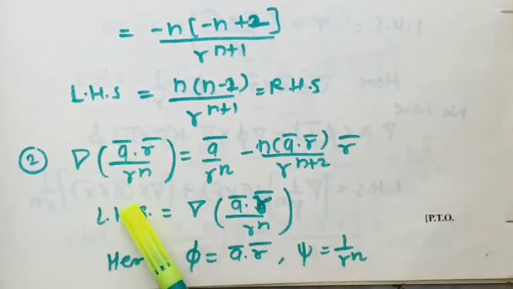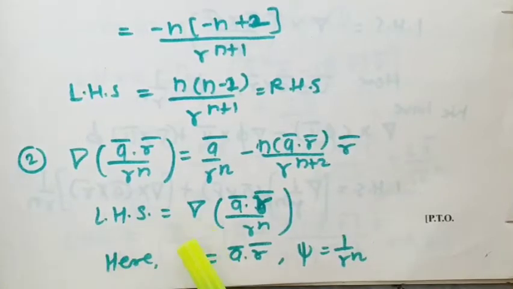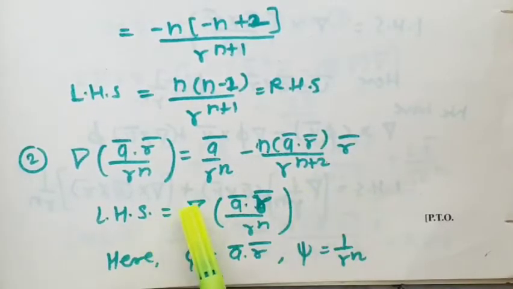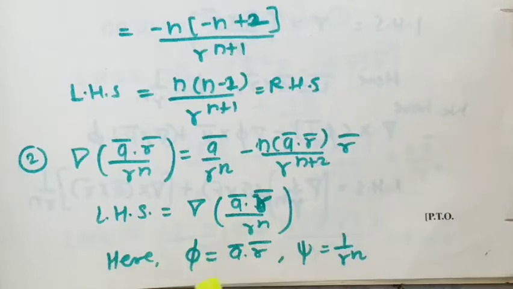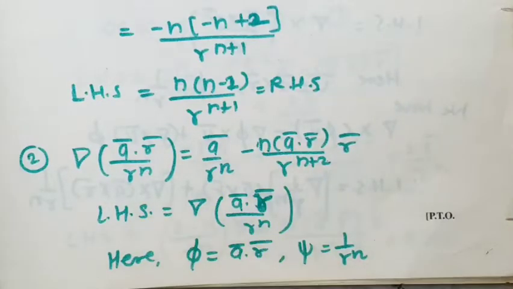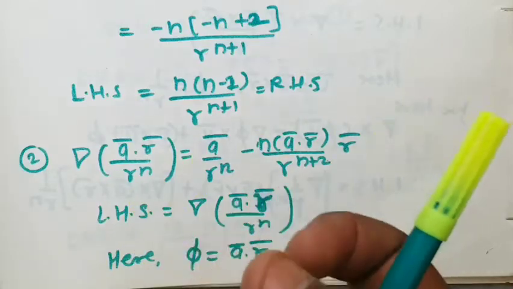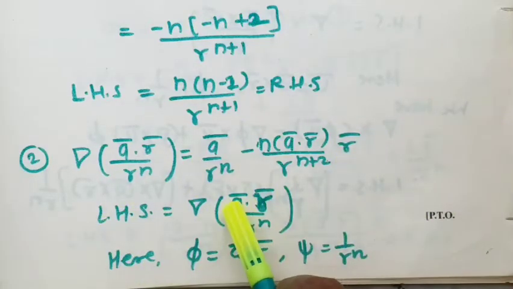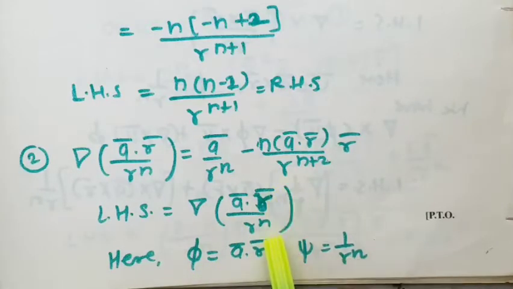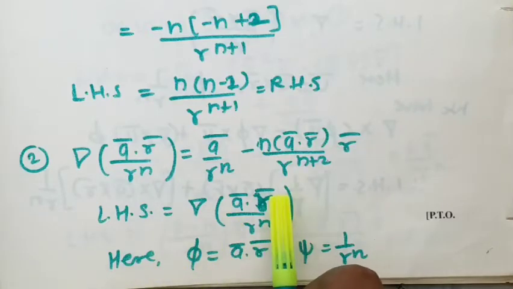Now only one del we have, so directly we are going to apply this del on this bracket. Whenever we are applying del on any bracket, we need to check inside the bracket what kind of quantities we have. In the numerator we have a bar dot r bar, and the dot product of two vectors is a scalar quantity. Along with that we have 1 by r raised to n, which is also a scalar quantity, because r is the magnitude of r bar, so it is a scalar quantity.